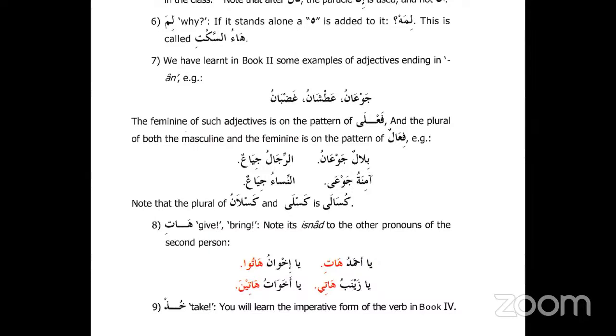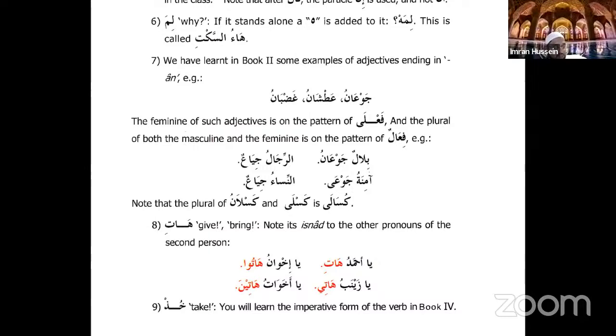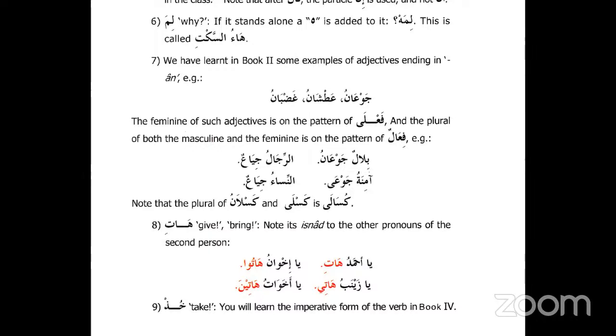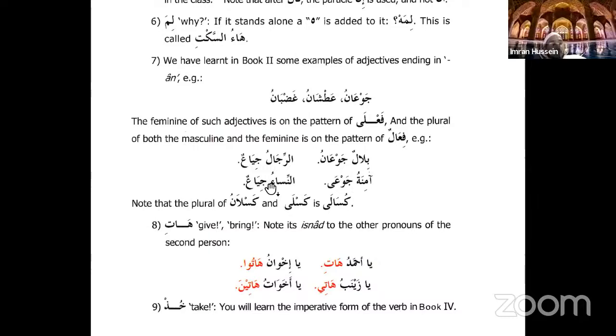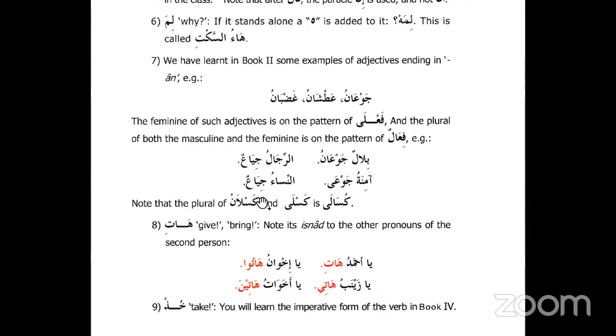Aminatu Jo'ani, An-nisa'u Jiyaun. Note that the plural of Jo'a is Jo'a. Correct. Note that the plural of kaslanu and kasla is kusali. Kusali or kusala? Kusala. Kusala. And then number 8, hati, give, bring.